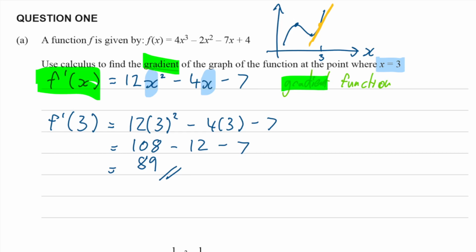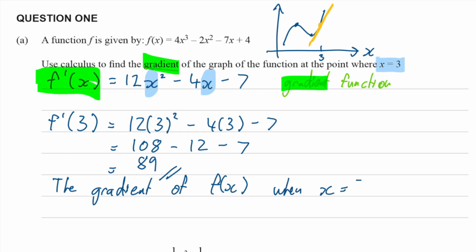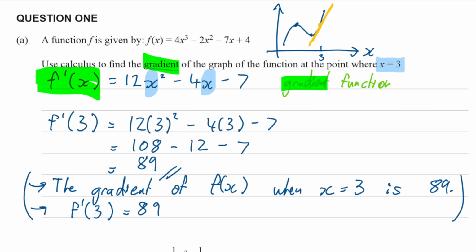However, just as a sentence, we would say the gradient of f of x when x equals 3 is 89. In other words, f prime of 3 equals 89. So that last line, that equation, is equivalent to the line above it, just explaining it in words. But again, we don't need to write that. Our final answer is 89.